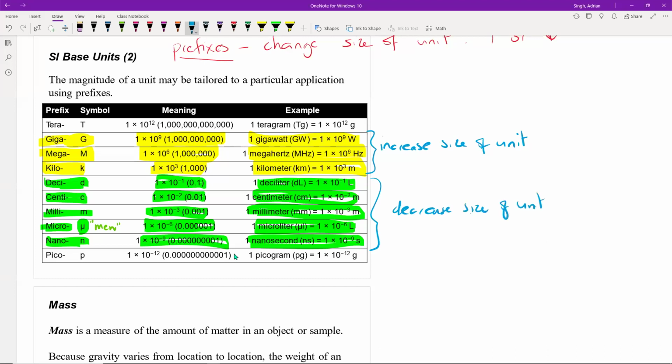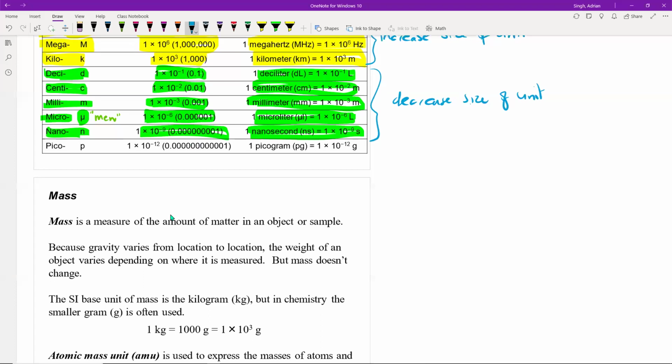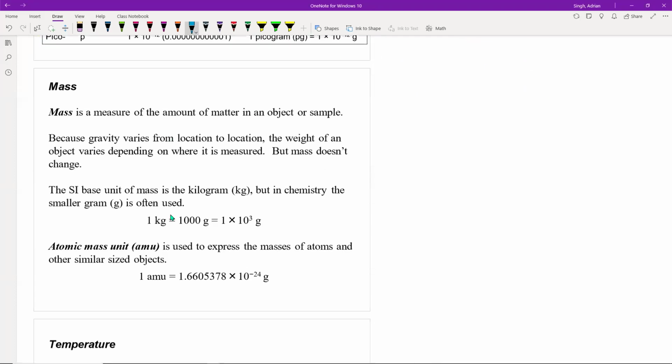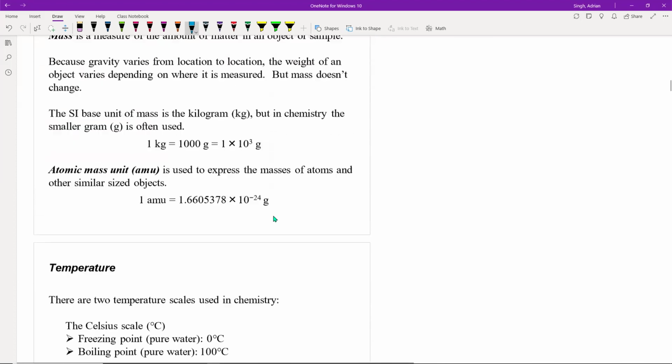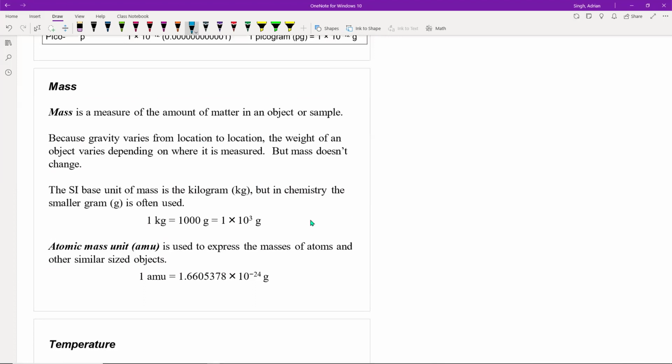Okay, the metric system is very, very important in chemistry and in science in general. So let's just take a look at a couple of these. We're not going to go into a whole lot of detail, just to give you a sort of a flavor of them. So mass, for instance, is a measure of the amount of matter in an object or a sample. And we defined mass back when we defined chemistry in one of the earlier lectures. And the amount of matter in something does not change.